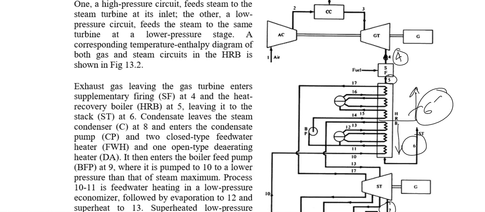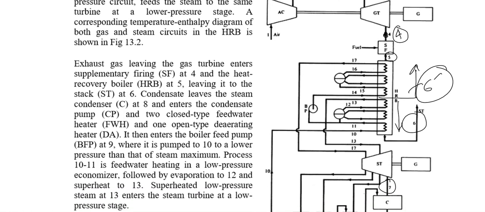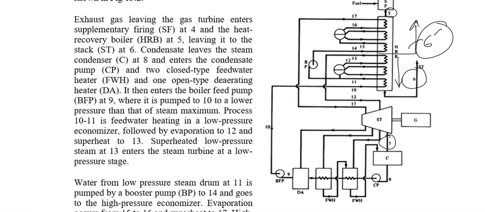So what happened here is that exhaust gas leaving the gas turbine at 4 enters the supplementary firing and goes to the HRB at 5, which is again leaving to the stack at 6. Condensate leaves the steam condenser at 8, enters the condensate pump, two closed feed water heaters and one open feed water deaerator over here, and then enters the boiler feed pump.